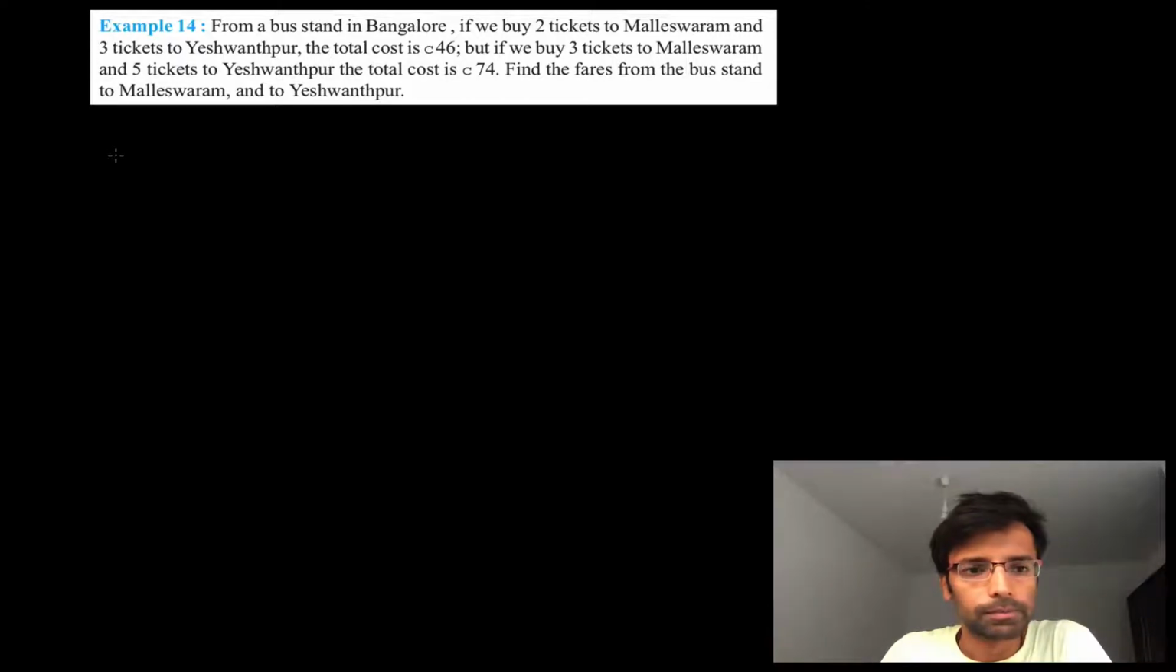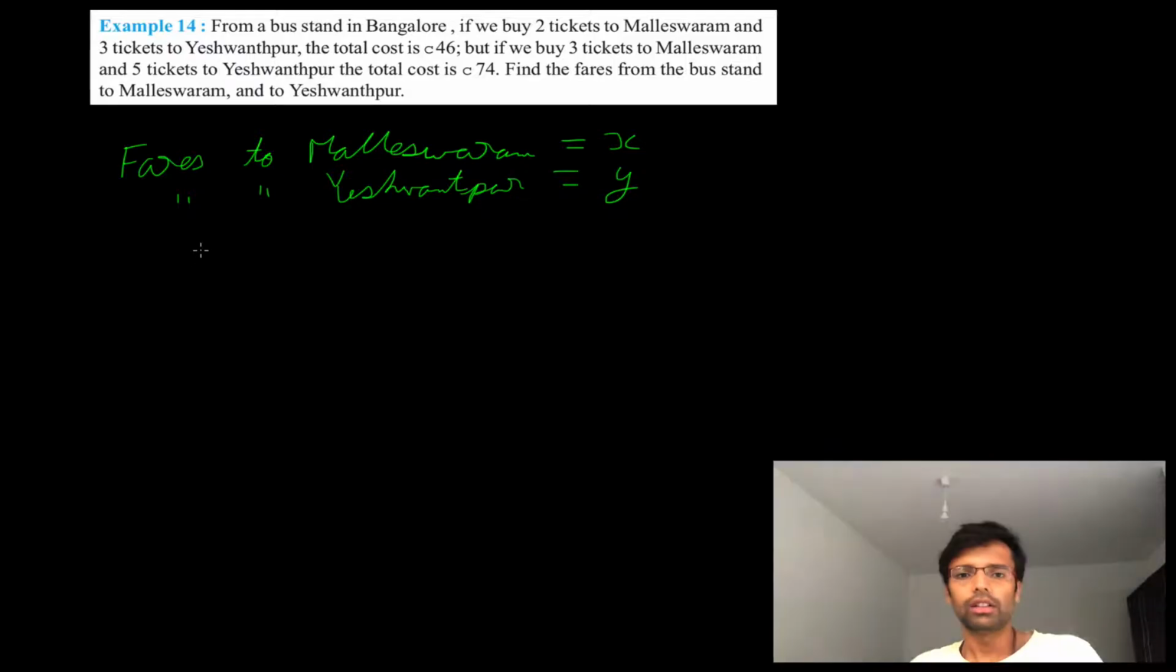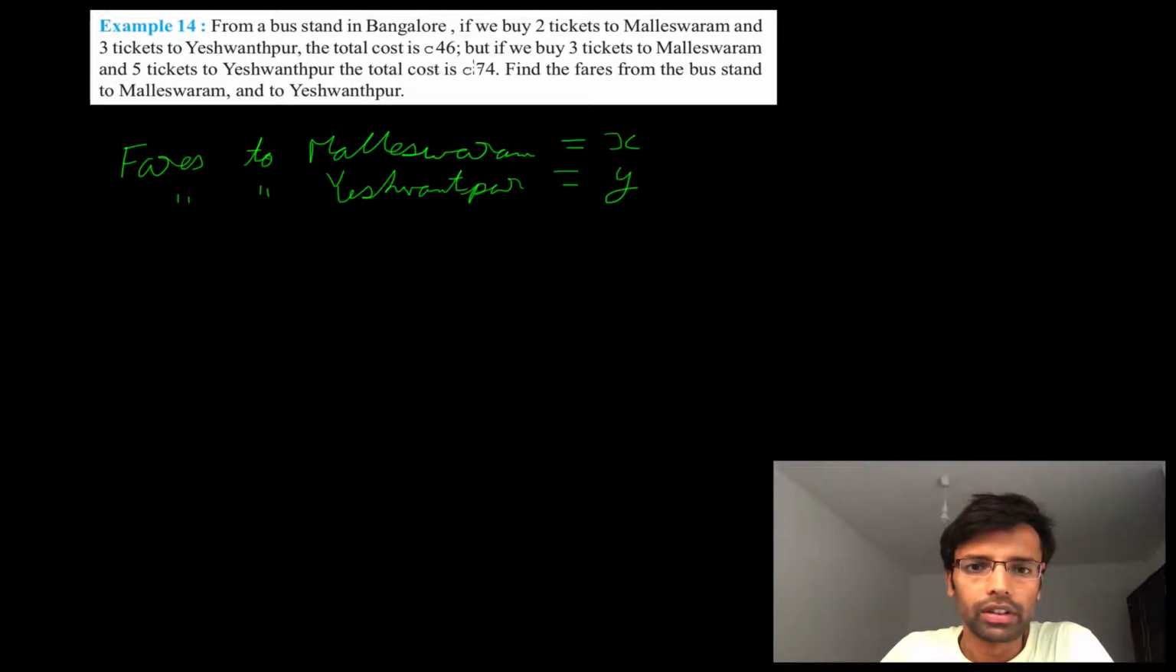First we start with assuming the variables. So let's say fares to Malleswaram, let's say this to be X, and fares to Yeshwanthpur as Y. Now the next step we do is whatever is written in words, we try to write them in terms of mathematical equation. So if we buy 2 tickets to Malleswaram, 1 ticket to Malleswaram is X, so 2 tickets to Malleswaram will be 2X.